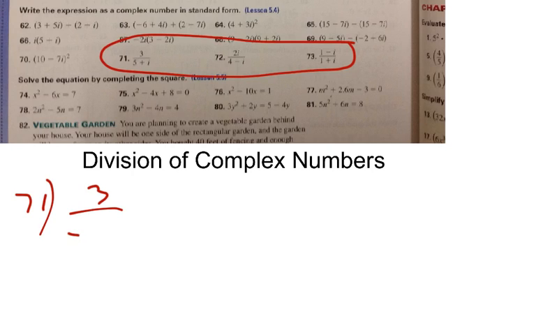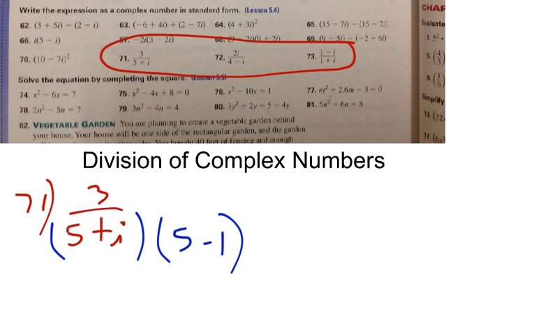Alright, I have 3 over 5 plus i. When I'm dividing complex numbers, I'm not allowed to have an imaginary number on the denominator. Because of that, I'm going to use what is called the complex conjugate. The complex conjugate is basically taking this same expression, 5 plus i, but changing the sign. 5 plus i now is going to be 5 minus i. Okay, and I'm going to multiply those two.